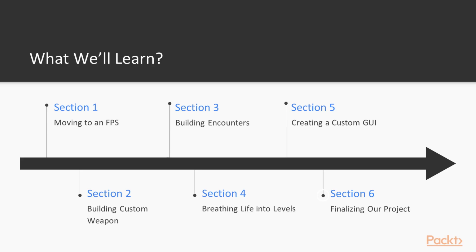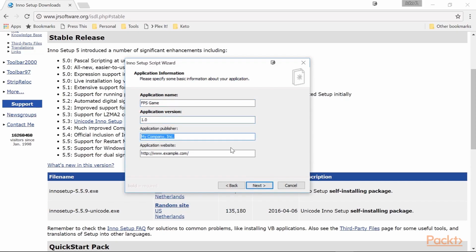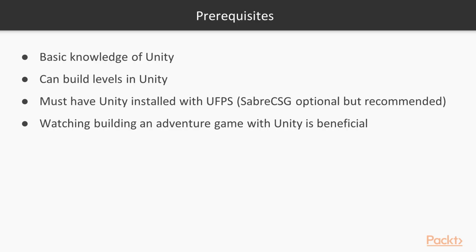Finally, we're going to learn how to export our game and build an installer for Windows so that other people can play our game. For the course, I'm assuming a basic knowledge of Unity, how components work, that kind of thing. I also want you to be able to build levels in Unity because that's something that we're not teaching in this course. And if you do need help with that, as well as information on basic knowledge with Unity, I highly suggest that you check out my other video series, Building an Adventure Game with Unity, as I think it would be very beneficial.